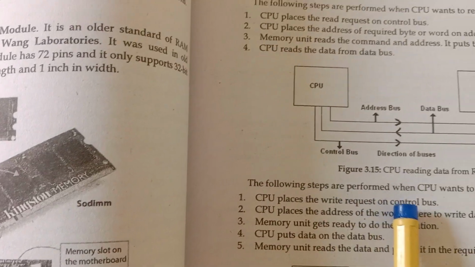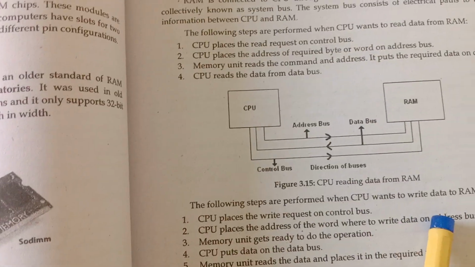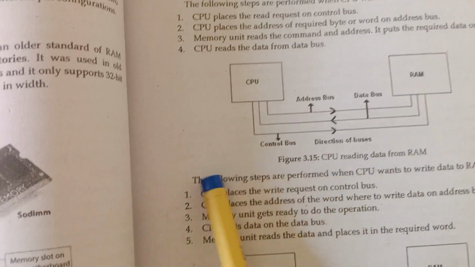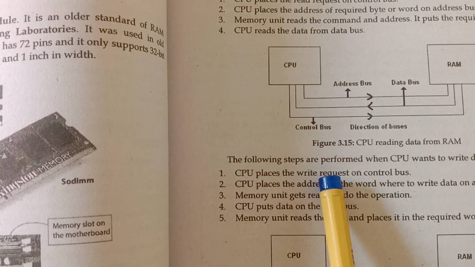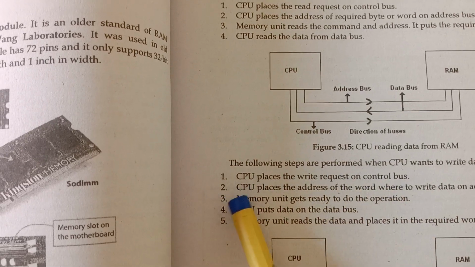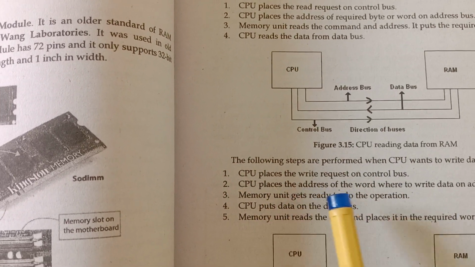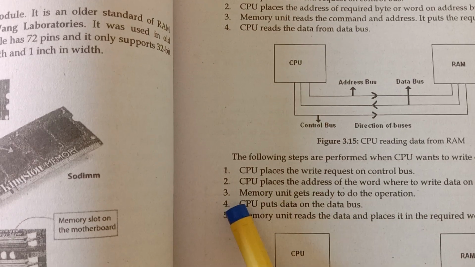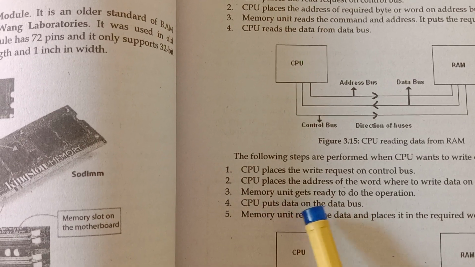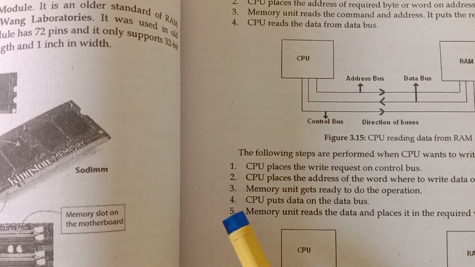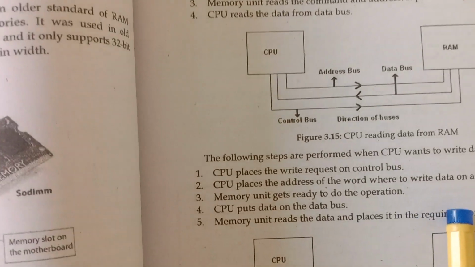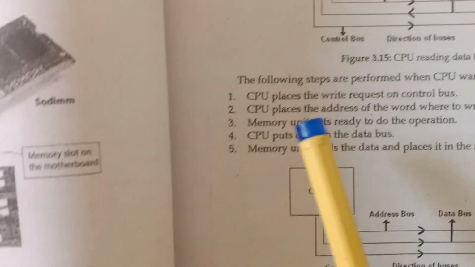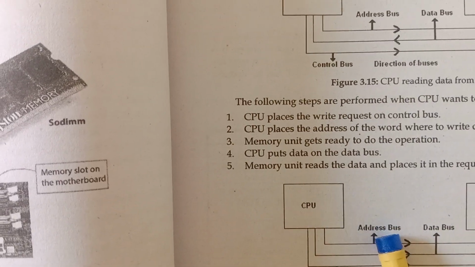The following are the steps performed when the CPU wants to write data to RAM. The CPU places the write request on the control bus, and the memory unit gets ready for the operation. The CPU puts data on the data bus. The memory unit reads the data and places it in the required word. CPU, address bus, data bus and the RAM.